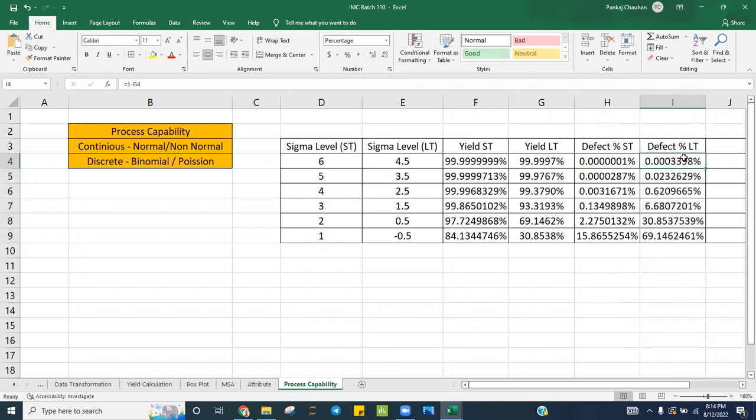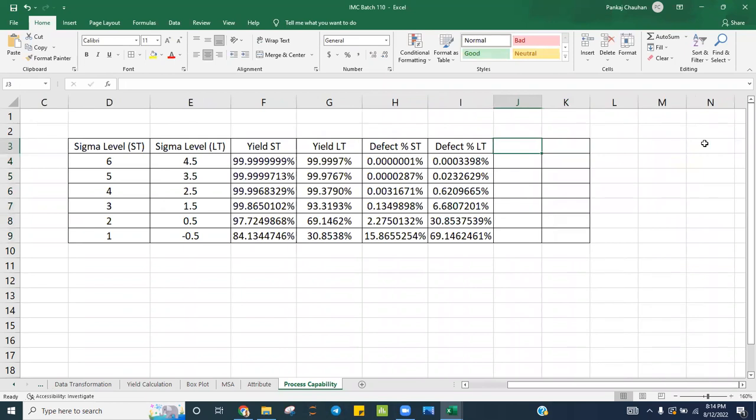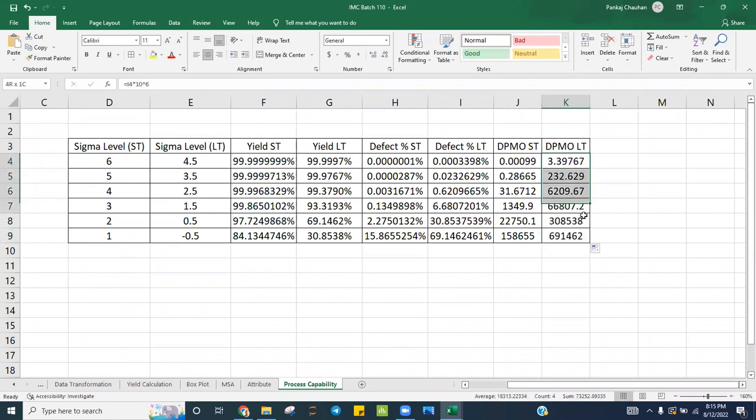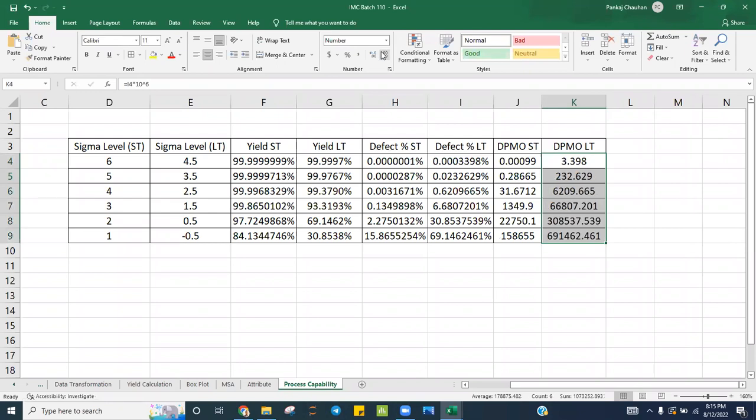If you want to convert this defect into DPMO, so this is your DPMO short term and long term. Let me write DPMO short term, DPMO long term. So for short term, you have the defect multiplied by a million, which is 10 to the power 6, is your DPMO. In a similar way, you have the DPMO for long term. Now, another thing which I will tell you, which is applied most of the time in the service industry.